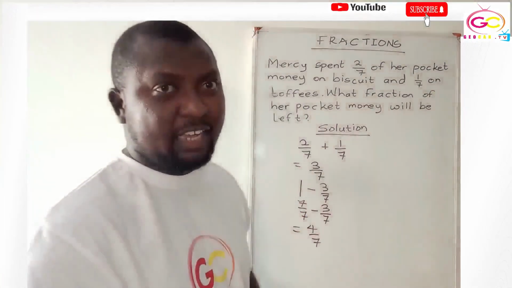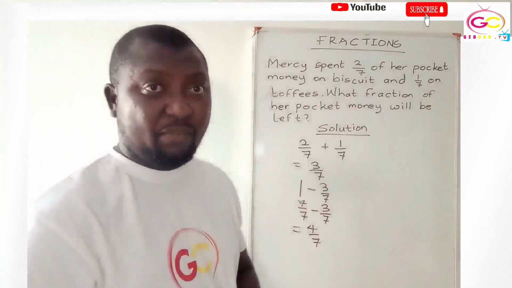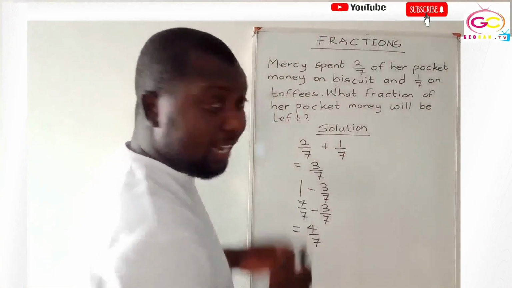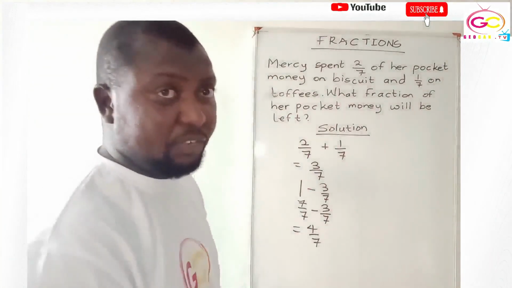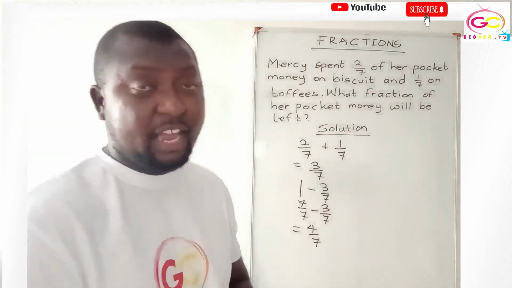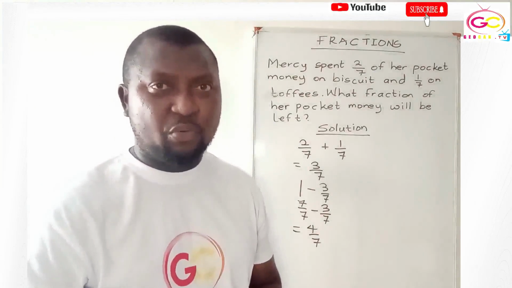4/7. Easy as ABCD. That is all. So this is the fraction of the pocket money left. Isn't it easy? 4/7. Easy as ABCD. Yes. This is Solvemath for you.